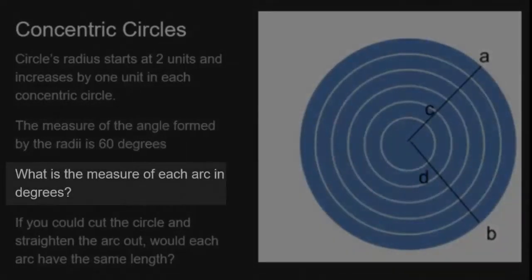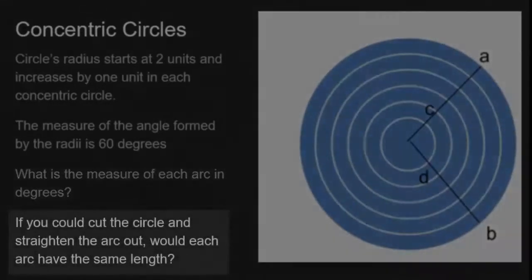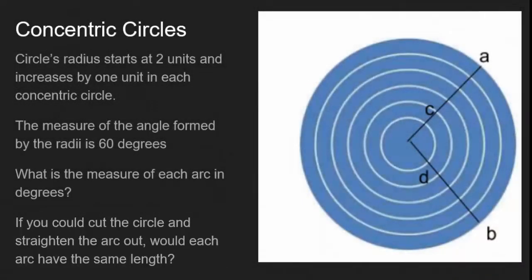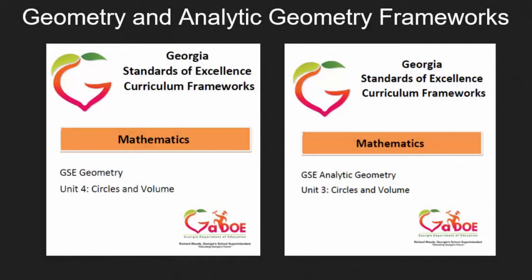What's the measure of each arc in degrees? And if you could cut the circle and straighten out the arc, will each arc have the same length? Students could use this activator to set the stage for the standard, as it will allow them to recognize, without calculating the length of the arc, that the arc length is dependent upon the length of the radius. This video will look at students engaged in 2 tasks, one which is included in the Georgia frameworks, while the other is a derivation of a task that is included in the Georgia frameworks.